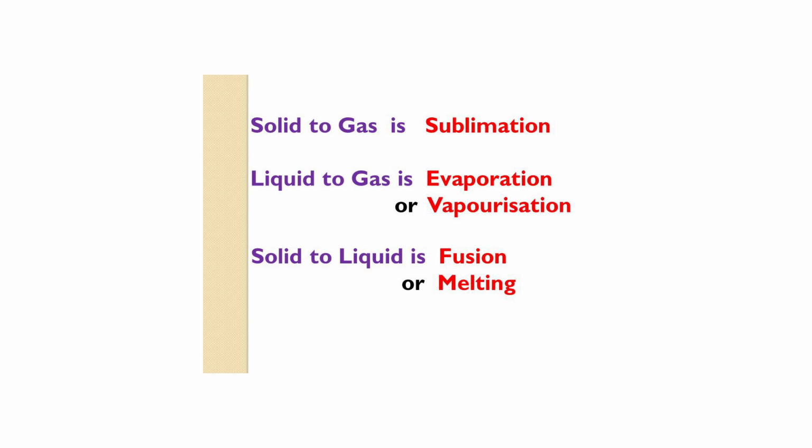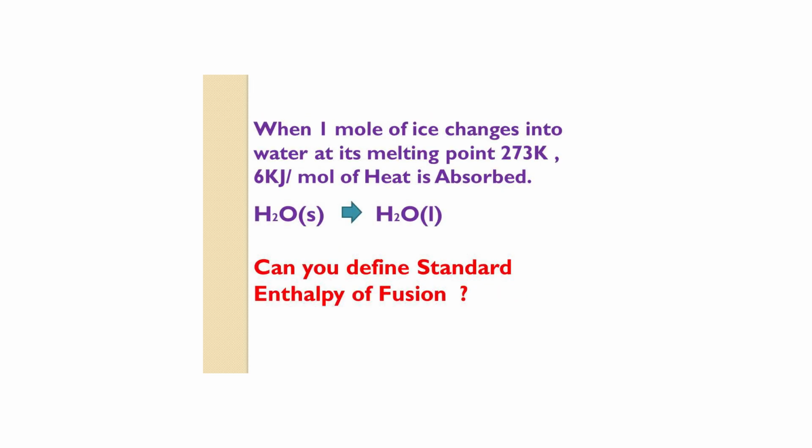Sublimation. When 1 mole of ice changes into water at its melting point at 273 Kelvin, how much energy is produced? 6 kilojoule per mole of heat is absorbed. H2O solid changes into H2O liquid. Delta H fusion equal to plus 6 kilojoule per mole.